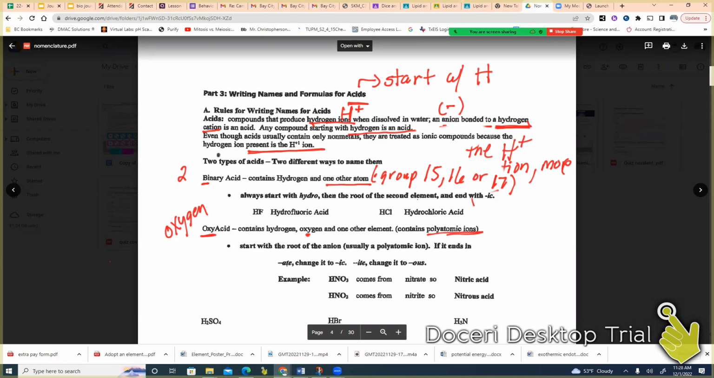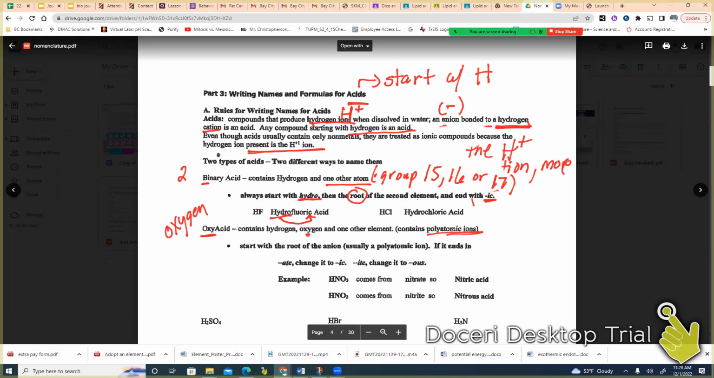All right, so we'll go back up to the binary acids. A binary acid is always going to start with the prefix hydro. It's going to have the root of the element, kind of like we did when we were using our prefixes, and then it's going to end in ic. So if it starts with hydro, it has to end in ic. Those always go hand in hand.